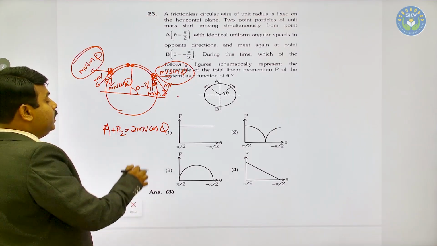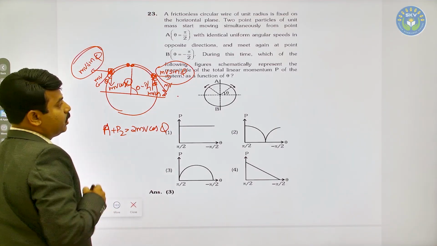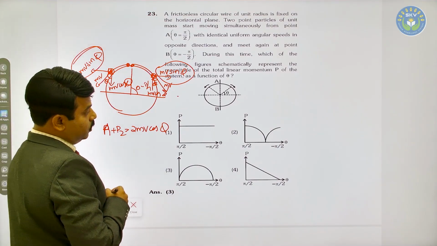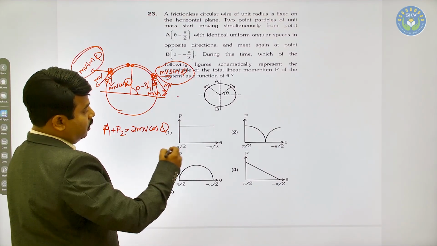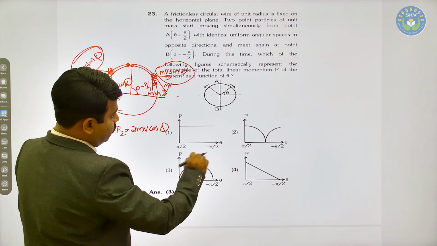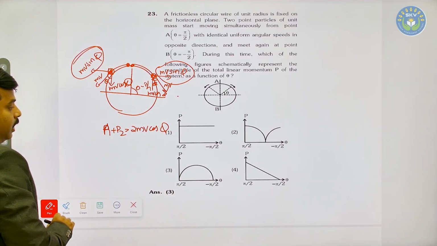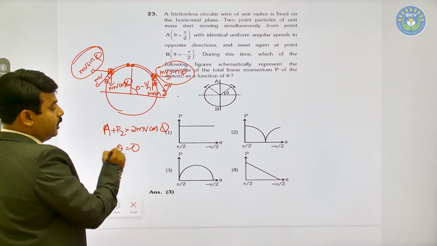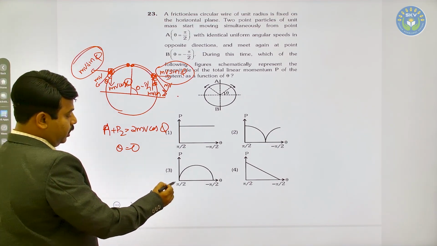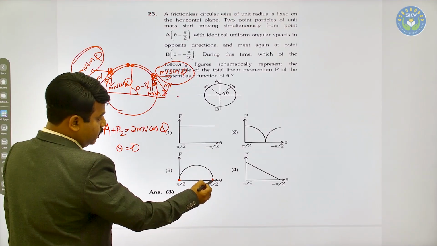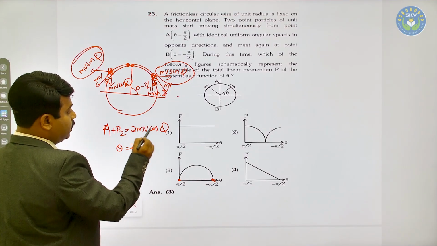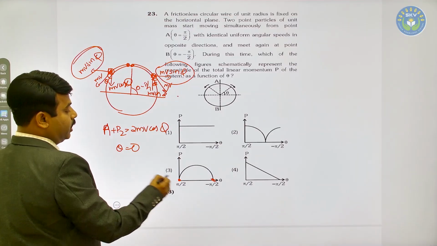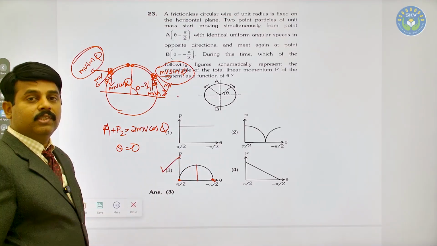Now if theta is pi by 2, what is the total momentum? Theta pi by 2 means it will be 0, right? And theta is 0 means it will be maximum. So here look, here 0, here 0. At theta pi by 2 it will be 0 and at theta minus pi by 2 it will be 0. At theta 0, cos 0 is 1, that time it will be maximum. Option 3 is correct, right?